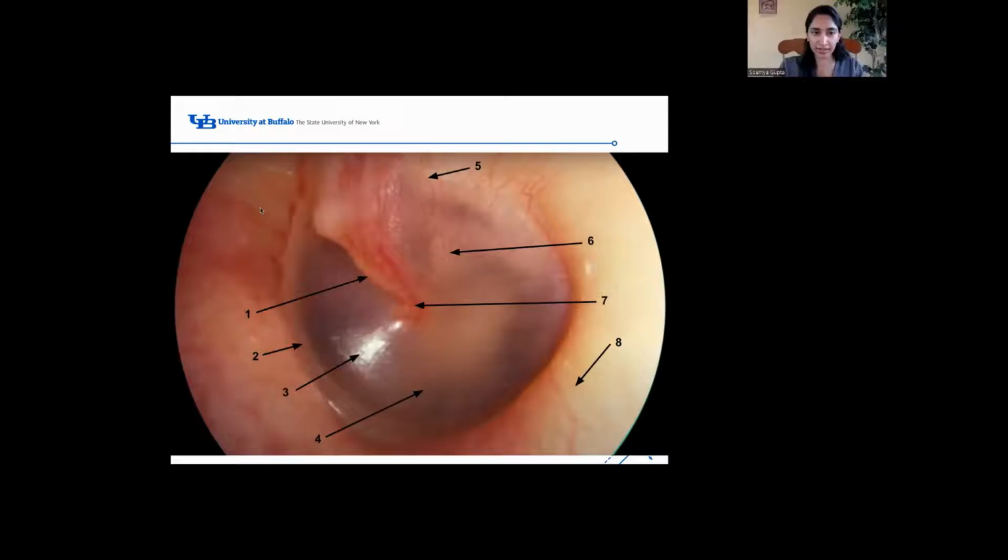It's so long here, surrounding it. So that's the external auditory canal. So don't forget to look at the canal too. That's part of the exam, and you want to make sure you're not missing anything out there.